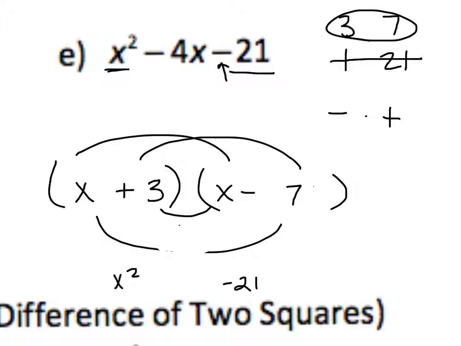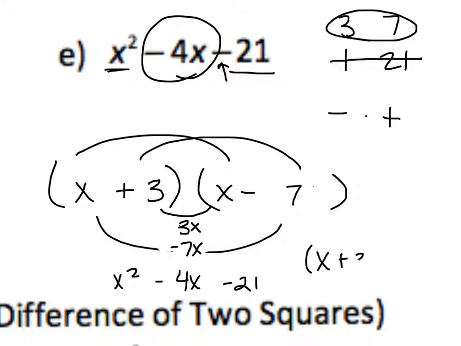3x times x is 3x. x times negative 7 is negative 7x. If I add those together, I'm going to get negative 4x, which is exactly what my problem reads. So my answer is x plus 3 and x minus 7.